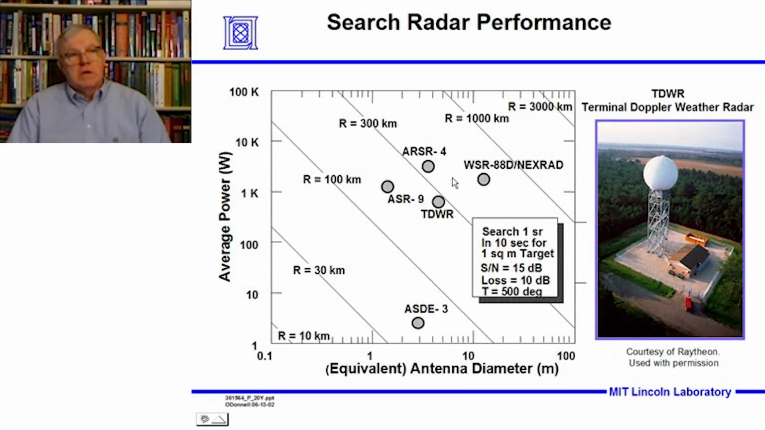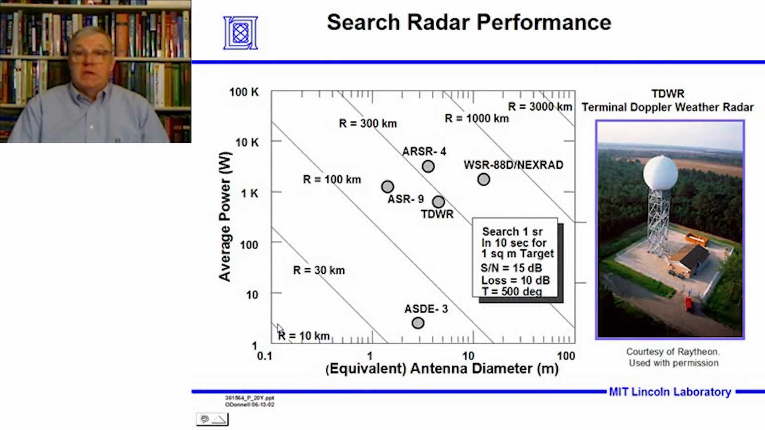Okay. Now, before I go on, I just want to point out that in this graph, all these curves have been normalized so that they are searching 1 steradian of solid angle in 10 seconds and looking at a 1 square meter target with a signal-to-noise ratio of 15 dB, losses of about 10 dB, and a system temperature of about 500 degrees. These parameters aren't the actual detection requirements for these different radars, but it just shows you the different relative powers. I'll just note that if you were building a radar to see up in space, satellites, on the power antenna curve, it would be way up here.